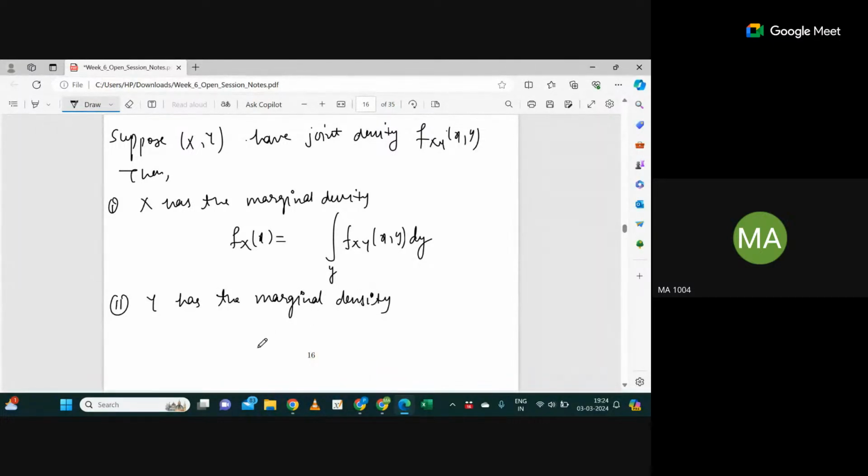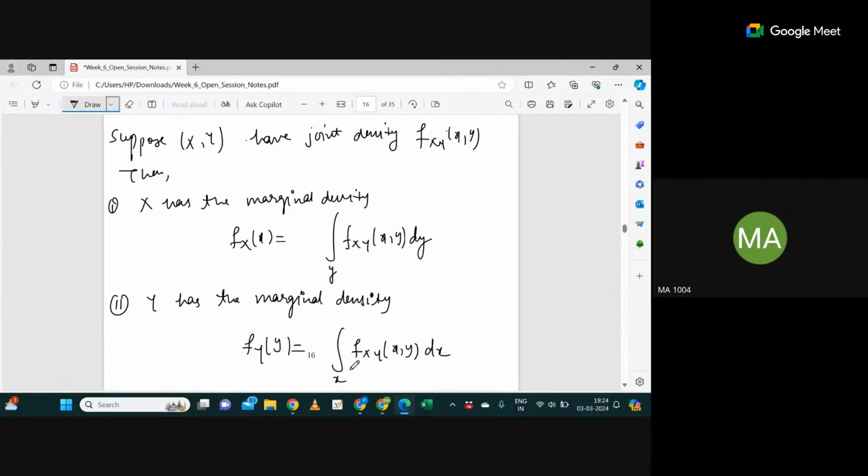Then to calculate the marginal density of y, what will I do? I will integrate the joint density with respect to x. Is this clear? Some rough idea? Yes, sir. Can we say that we integrate over everything we don't want? No, it doesn't mean we don't want.